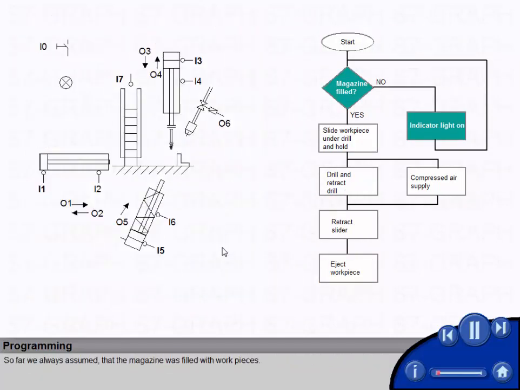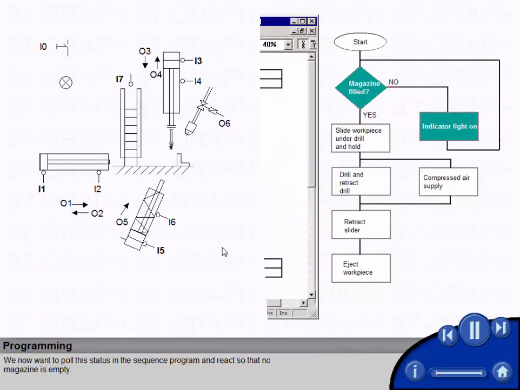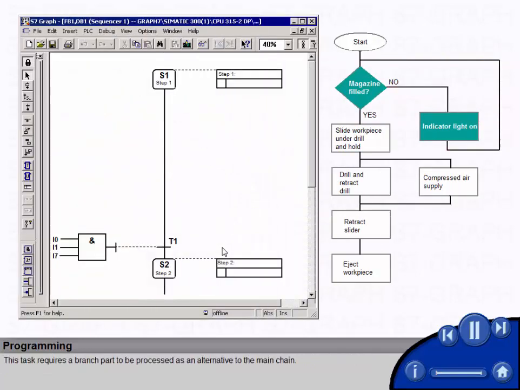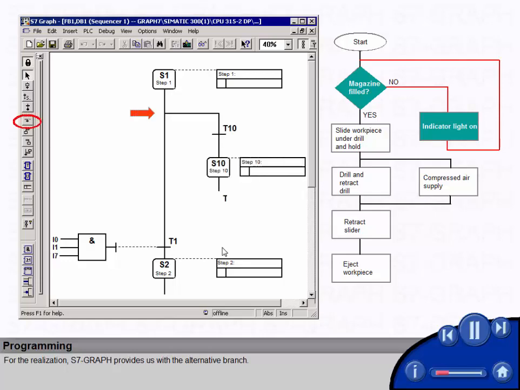So far, we always assumed that the magazine was filled with workpieces. We now want to poll this status in the sequence program and react so that no action is to be started if the magazine is empty. This task requires a branch part to be processed as an alternative to the main chain. For the realization, S7 graph provides us with the alternative branch.